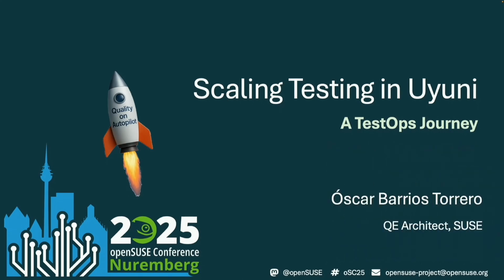I'm really excited to have this chance to share our journey with Uyuni, a key open source project that we are passionate about building. Over the next minutes, I will be talking about scaling testing in Uyuni, a TestOps journey. We'll explore how we are making sure a complex, fast-moving open source project has rock solid quality by putting our quality process on autopilot using TestOps ideas.